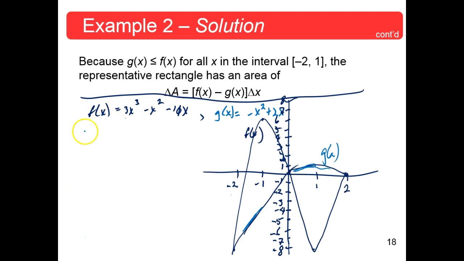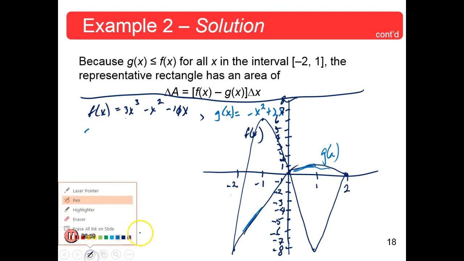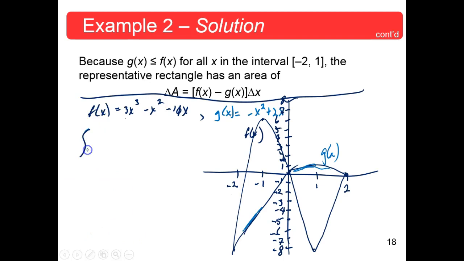All right, so you tell me the first, let me get my color back. My first integral. This one will be from -2 to 0. What's the integral there? I'm going to do it off to the side so I'll take less room. 3x cubed minus x squared minus 10x. That's the f function. That's on top. Minus the g function, which would be what?